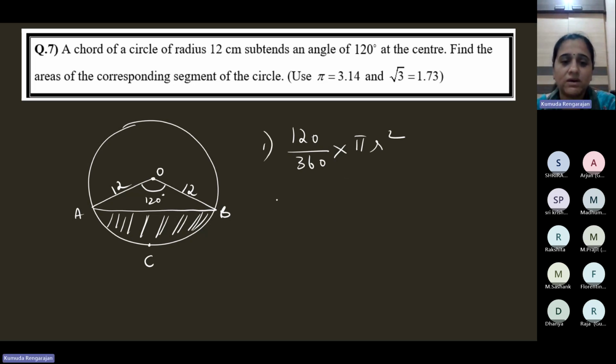So this is the first step. Next is to find the area of the triangle. The sector angle is 120 degrees. So the area of the triangle is r square sine theta by 2.